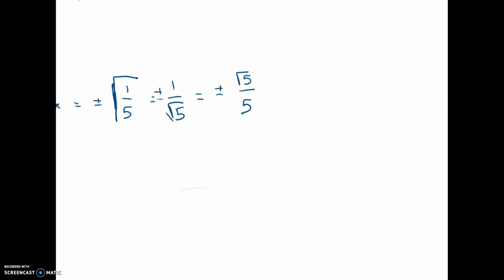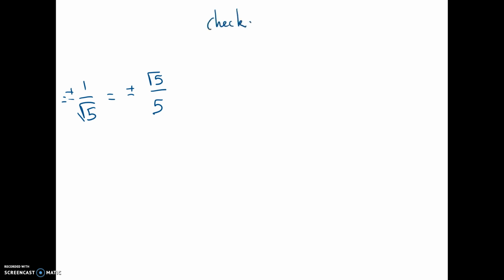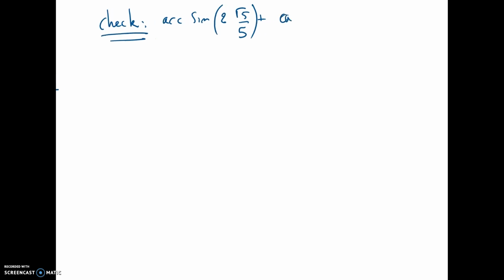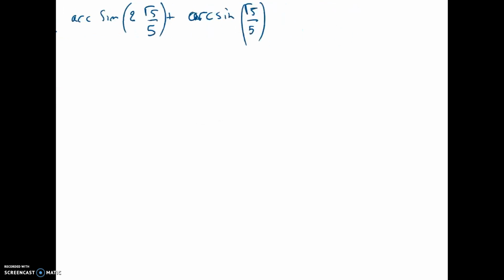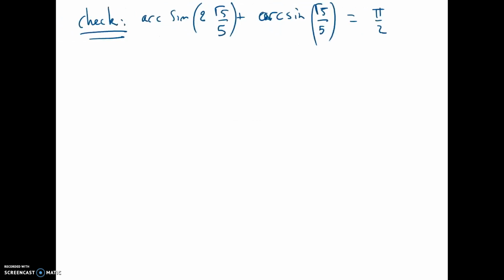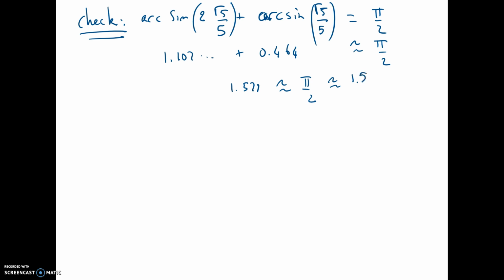Now, if I want to check, I can totally check. If I want to check my answer, which is always good to do if you have some time to spare at the end, take the arc sinus of 2 multiplied by square root of 5 divided by 5, plus the arc sinus of square root of 5 divided by 5, equal pi over 2. You end up with around 1.107, some numbers, plus 0.464. Will it be approximately equal to pi over 2? Well, yes, because that is about 1.571, and this is approximately equal to pi over 2, which is 1.571.